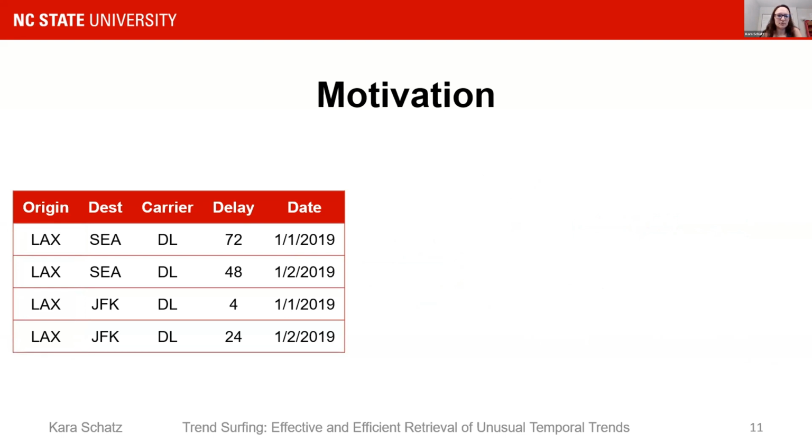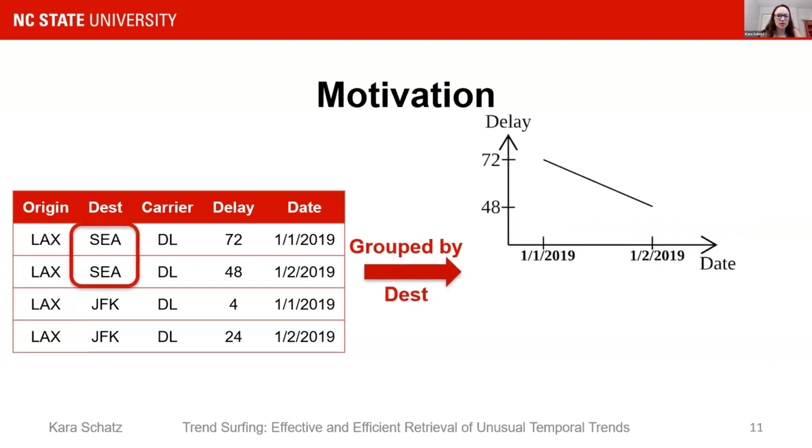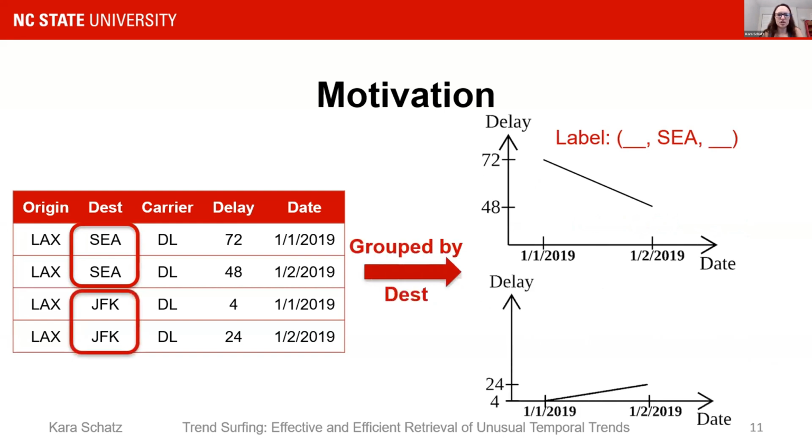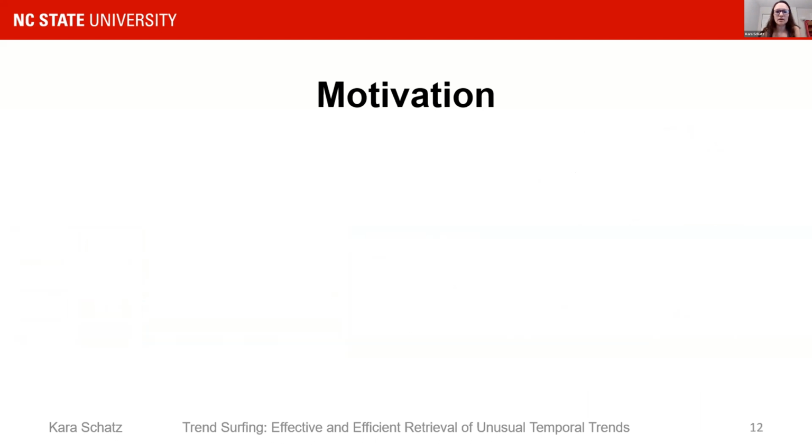Also, we could group the table by the destination attribute. The first two tuples grouped together are from the destination SEA, and so they would give you the average delay values on January 1st and 2nd for the destination airport SEA. And then the third and fourth tuples give you the average delay on January 1st and 2nd for the destination airport JFK. So in this way, we can form many trends of temporal changes from the fact table.